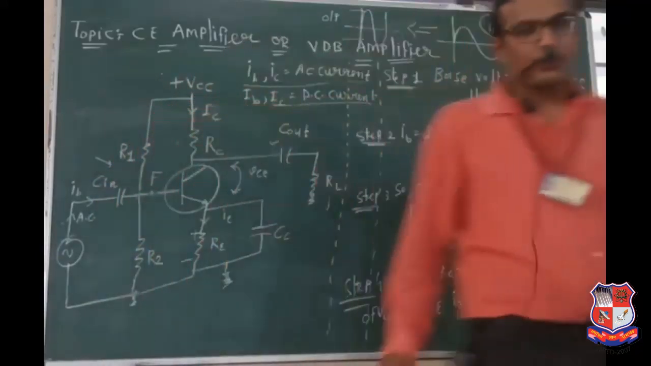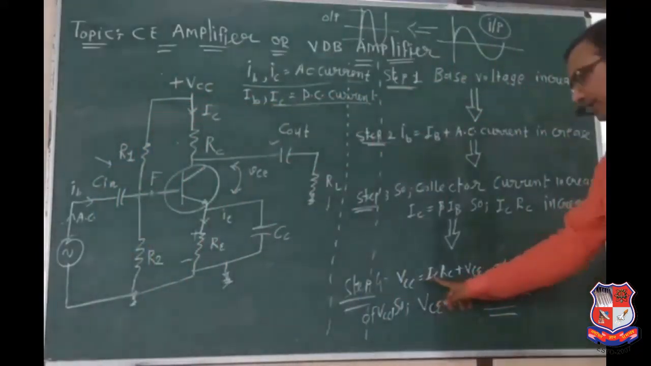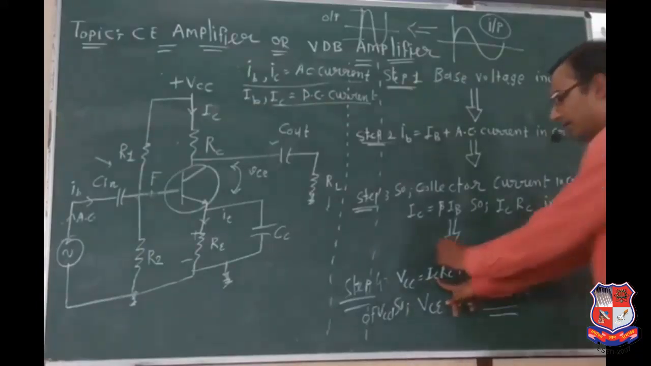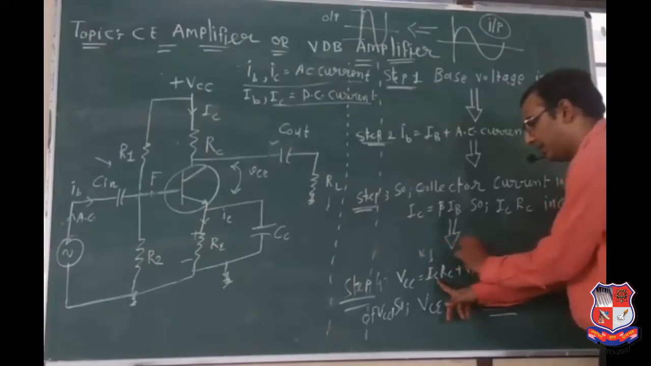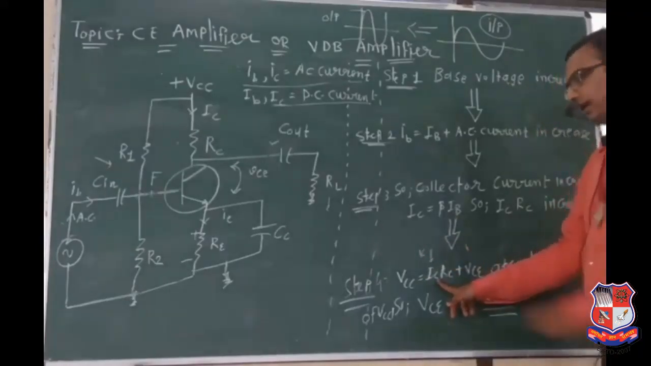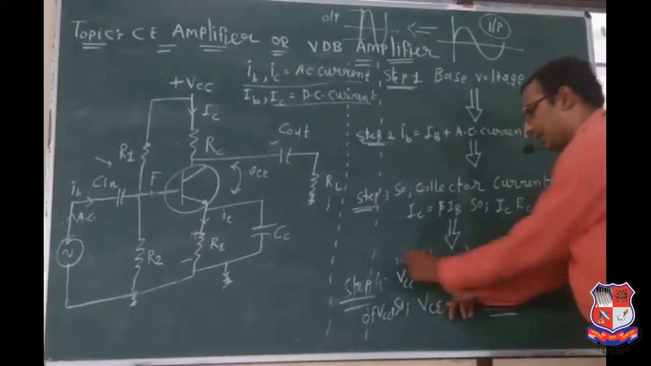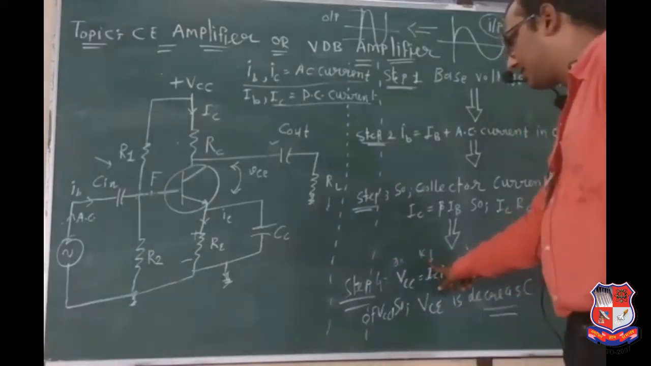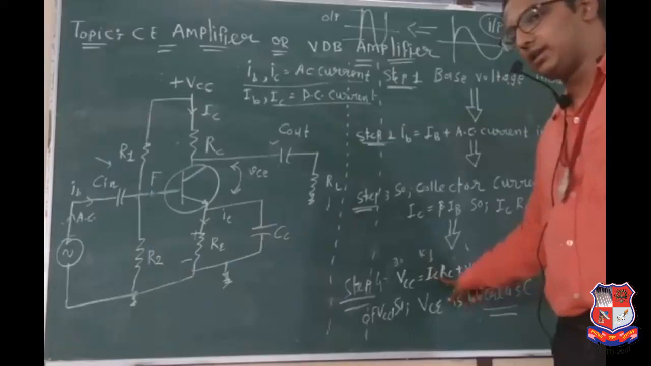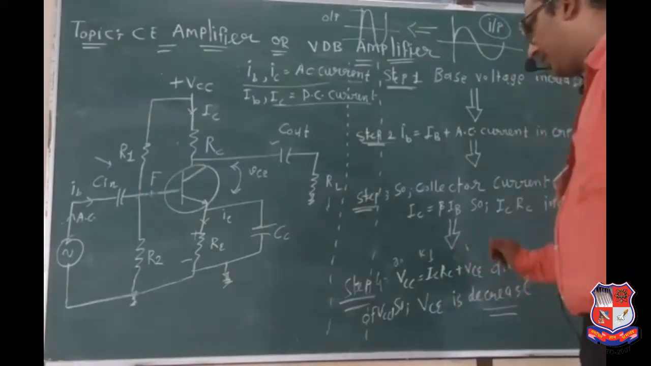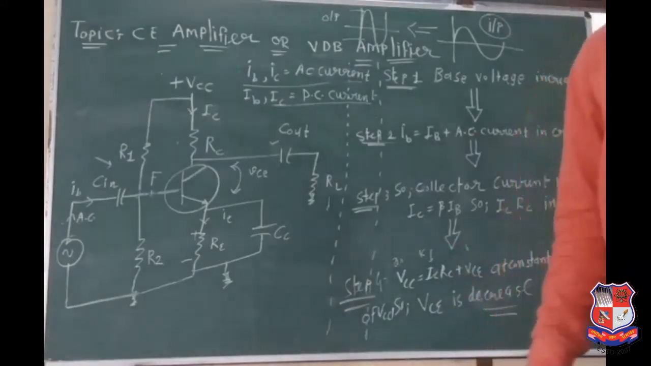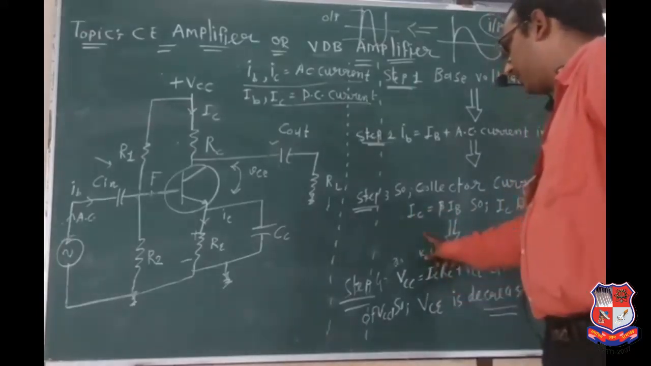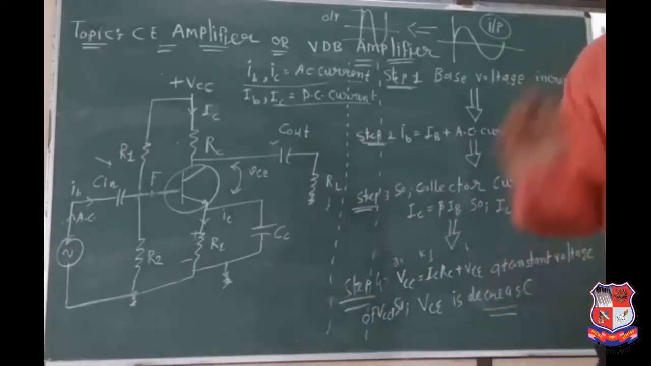Again repeat, VCC equal to ICRC plus VCE. Here ICRC is 16, so VCE is 4, for a constant supply voltage of VCC equal to 20. Now if ICRC is decreased from 16 to 14, at that time VCE is increased. But if ICRC is increased from 16 to 18, at that time VCE must be decreased.